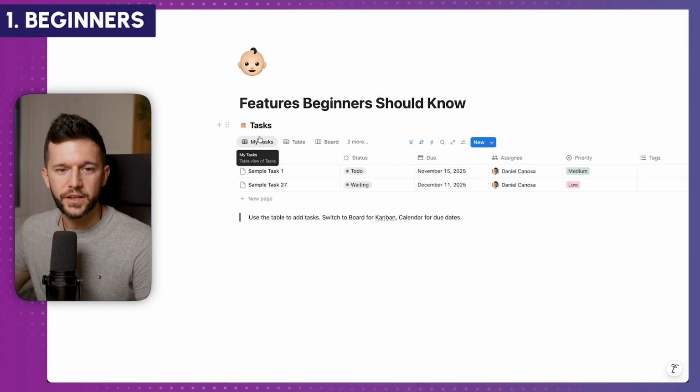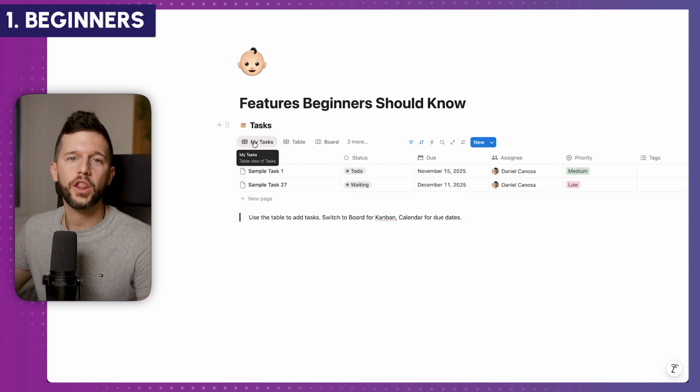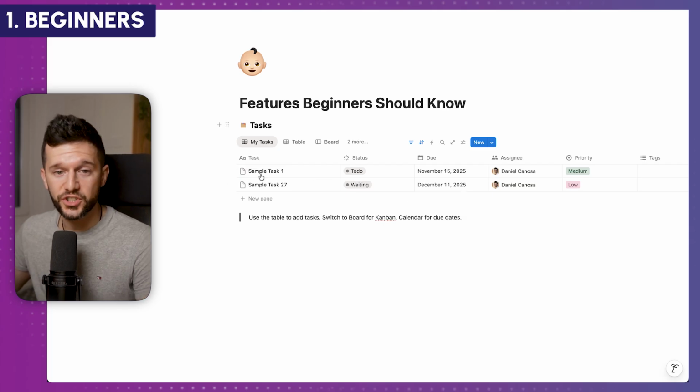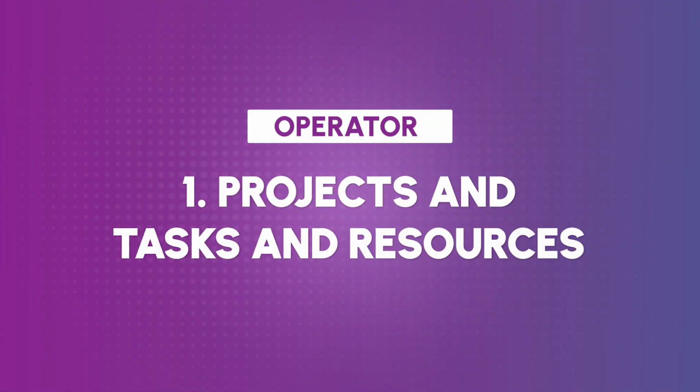This means that this My Tasks view can be used by everyone on their team, and everyone will only see their tasks. So with just one view, we have allowed the whole team to see what they need to get done. Okay, so now we get into the second level, the operator territory.